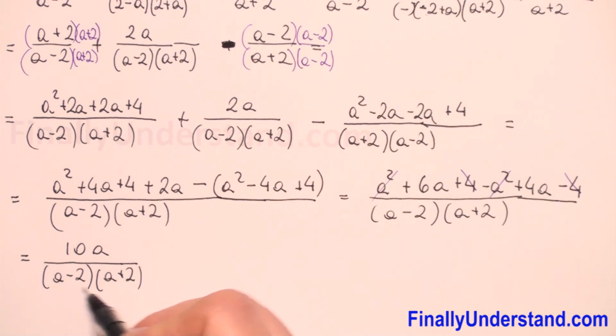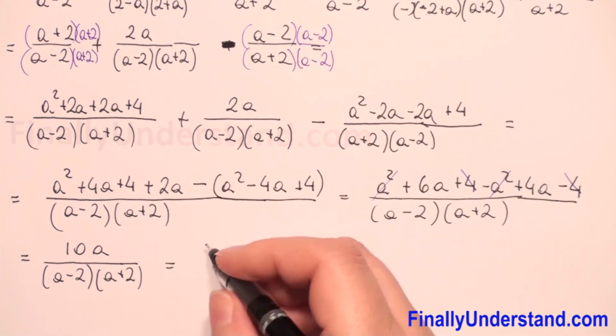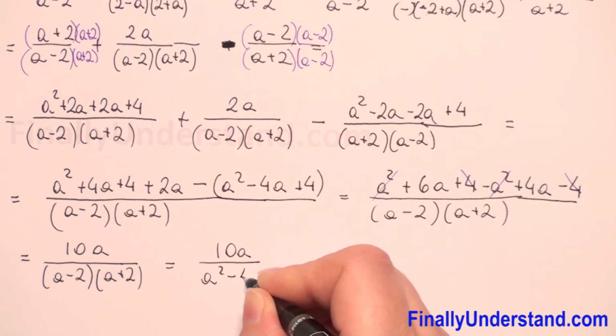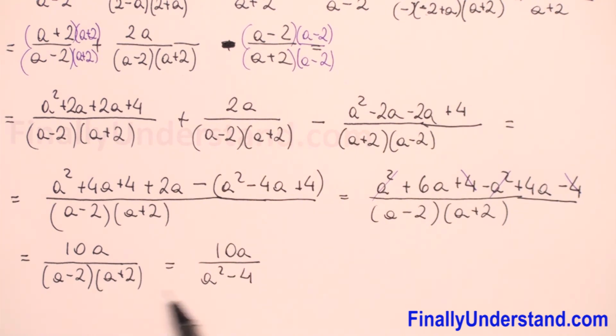And of course, we have here a difference of two perfect squares, so you can use this formula and rewrite the denominator as a squared minus 4. But this solution is okay, it doesn't matter which you use. This is my solution.